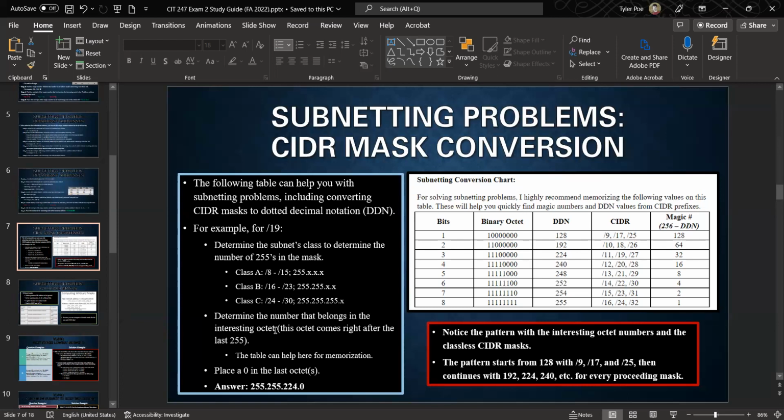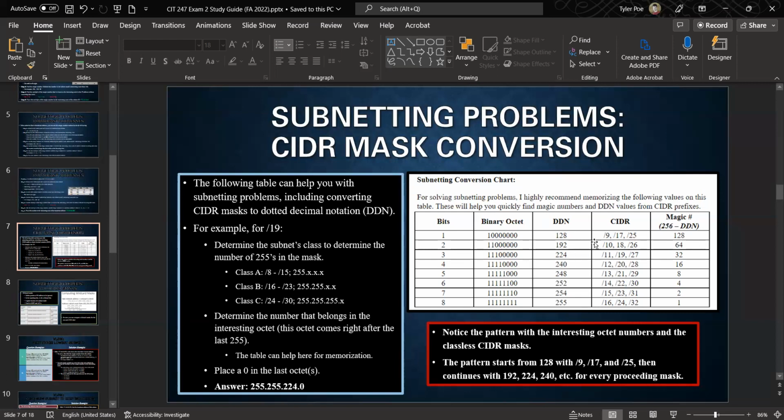Next, you determine the number that belongs in the interesting octet. This octet comes right after the last 255, and you will likely need to memorize that number. It just helps to memorize which ones. So we have /19, for example. We know this is a class B mask, and the classful mask in class B is /16. So we count 17, 18, 19, and the interesting octet dot decimal notation numbers that correlate with that. So we can count 128, 192, 224.